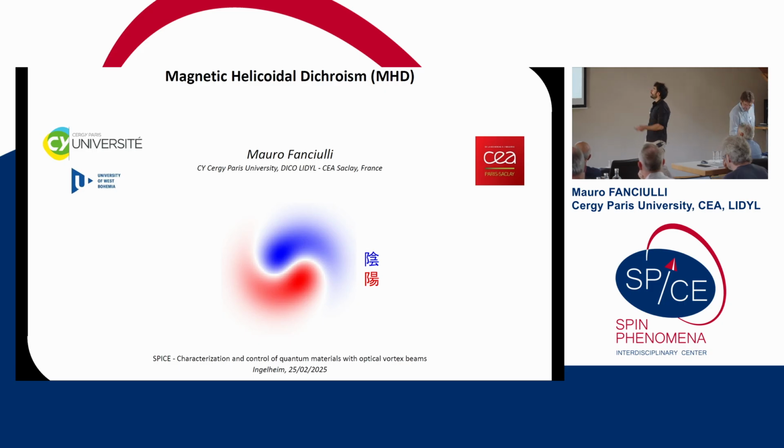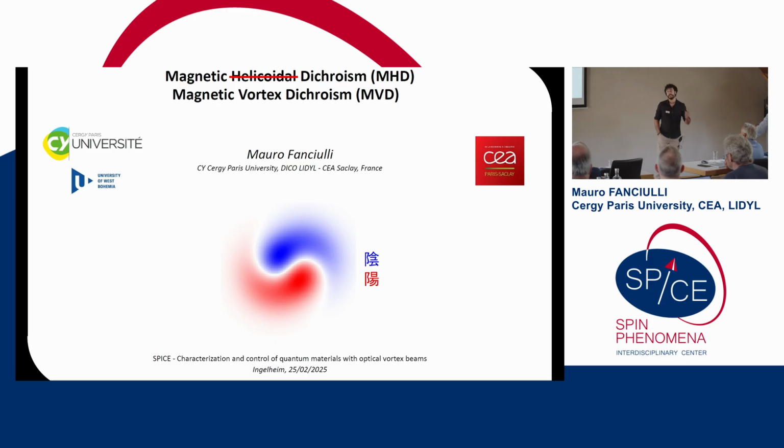So today I will talk about magnetic helicoidal dichroism. I was very happy to have, for once, a short title. Usually we tend to write rather long titles. But then yesterday night at dinner, I was pointed out that I shouldn't call this helicoidal dichroism because if you take just a circularly polarized beam, this already has a helix shape, so it's kind of ambiguous. So it would be better to call it magnetic vortex dichroism.